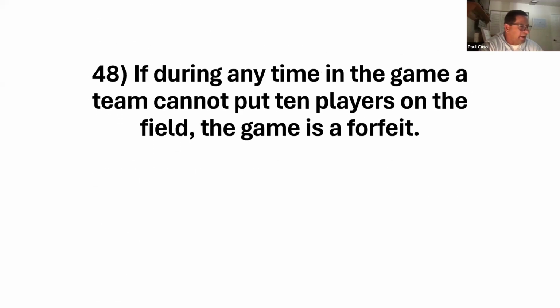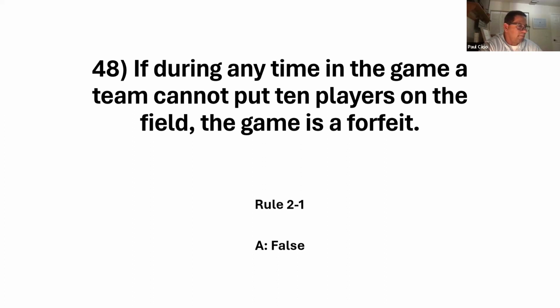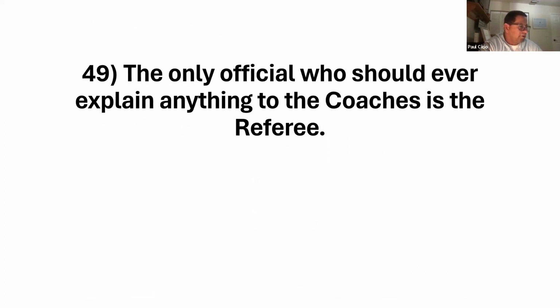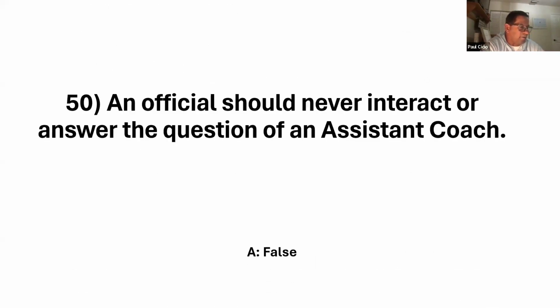48. If during any time in the game a team cannot put 10 players on the field, the game is a forfeit. That's false. 49. The only official who should ever explain anything to the coaches is the referee. That's false as well. The umpire, field judge, the crew, we talk to the coaches, especially during the game. Have a good rapport with the assistant coaches. Remember, if they ask a question, answer it. Statements are different, questions are good. Then 50. Officials should never interact or answer the question of an assistant coach. That's false. I just kind of answered that in 49.